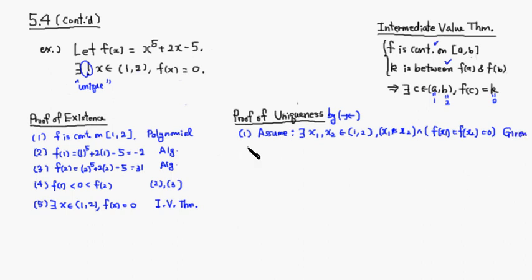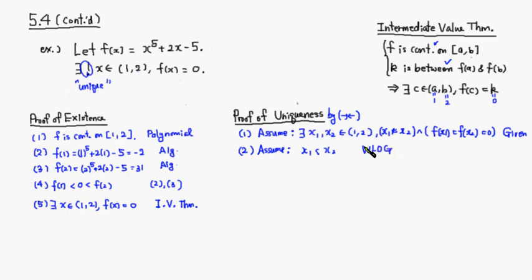Then line 2: without loss of generality, we can further assume that x1 and x2 are distinct, so one has to be bigger than the other. I'll just assume that x1 is the smaller one and x2 is the larger one. This is simply without loss of generality.